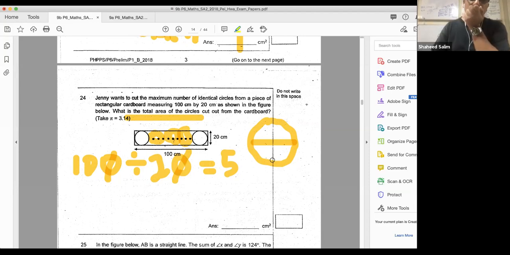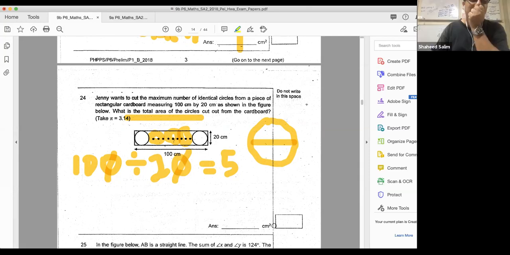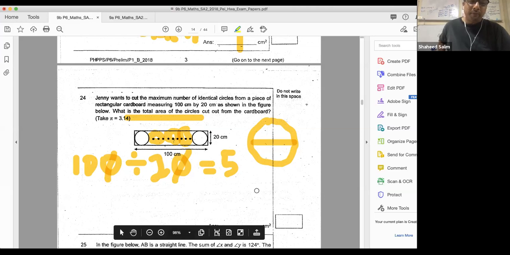Zahira, Nur Zahira Banu, paging for Nur Zahira Banu, please report to the lost and found counter. We have not seen you for the last 5 minutes. Where are you? Can you not, Zahira?